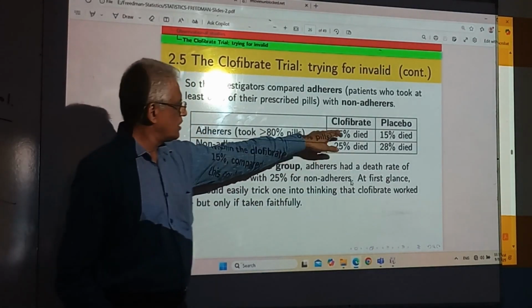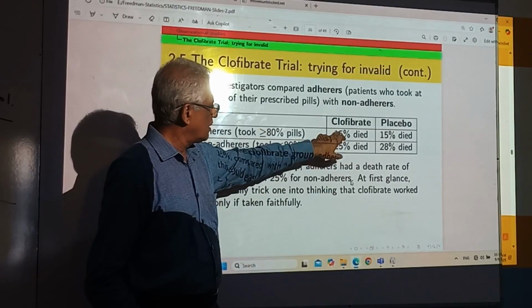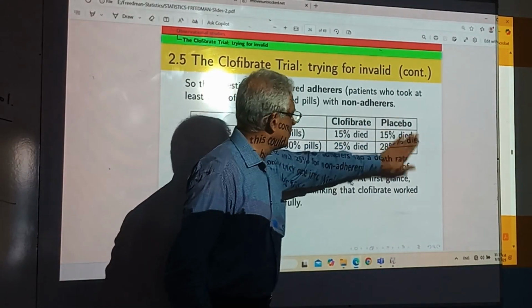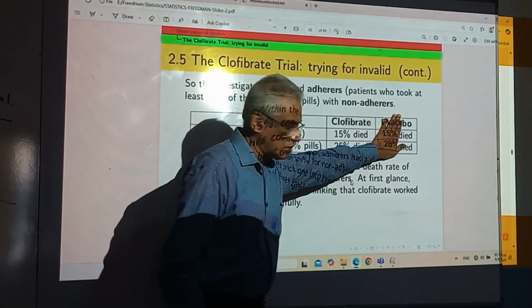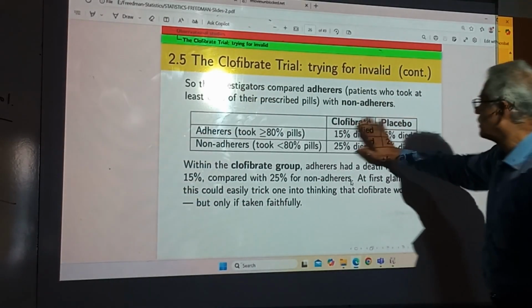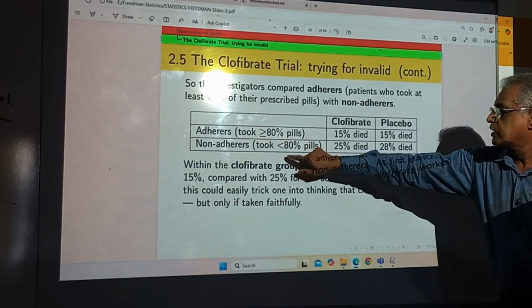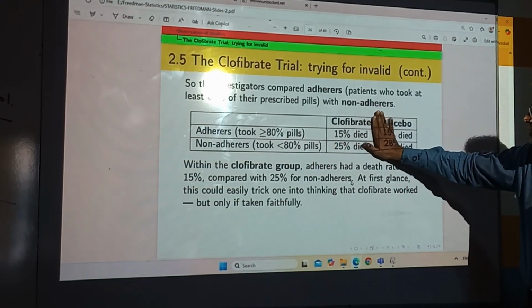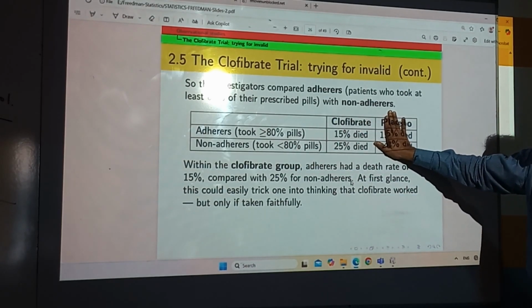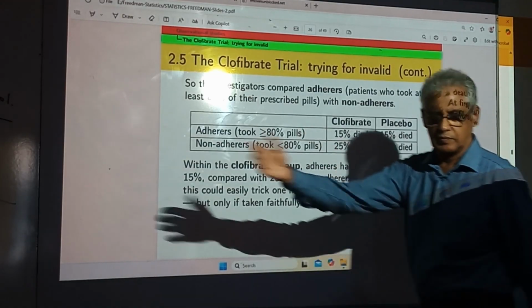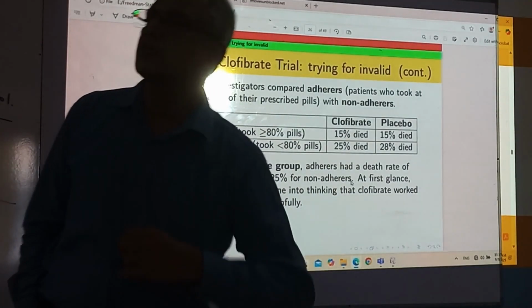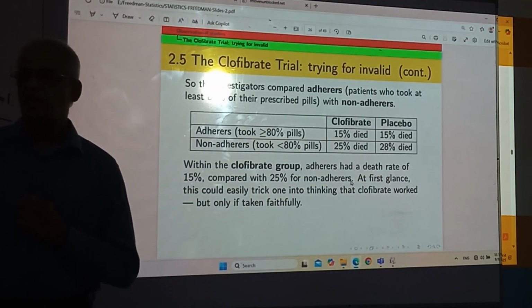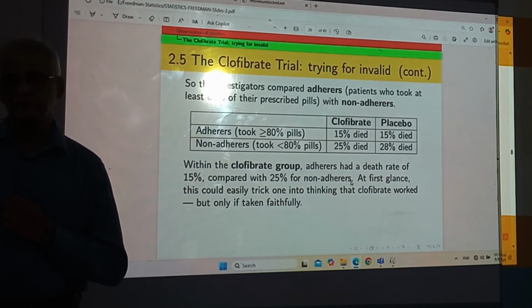Even though these two numbers are different, suppose we didn't have the placebo numbers, and we looked at only adheres and non-adheres. Can we decide that when you take the medicine correctly, the death rate will be small? You cannot decide like that. Why?